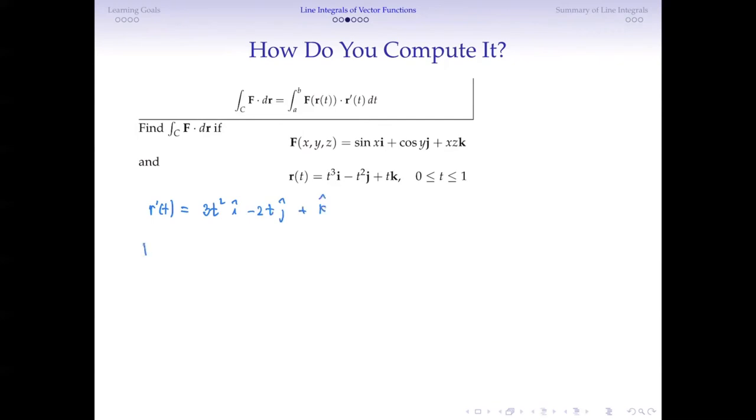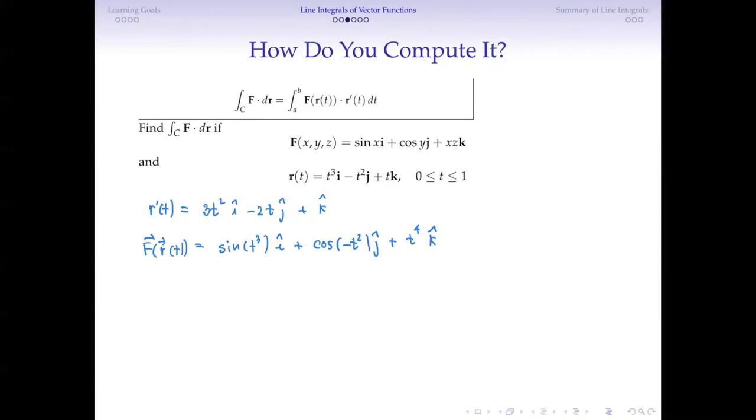On the other hand, if I evaluate the vector field along the curve, what does that mean? That means I substitute the parameter functions x of t, y of t, and z of t into the formula for f. And what I get is the sine, let's see, x of t is t cubed, sine of x of t times i, plus the cosine of y of t times j, plus x times z times k. So x is t cubed, z is t, so xz is t to the 4th.